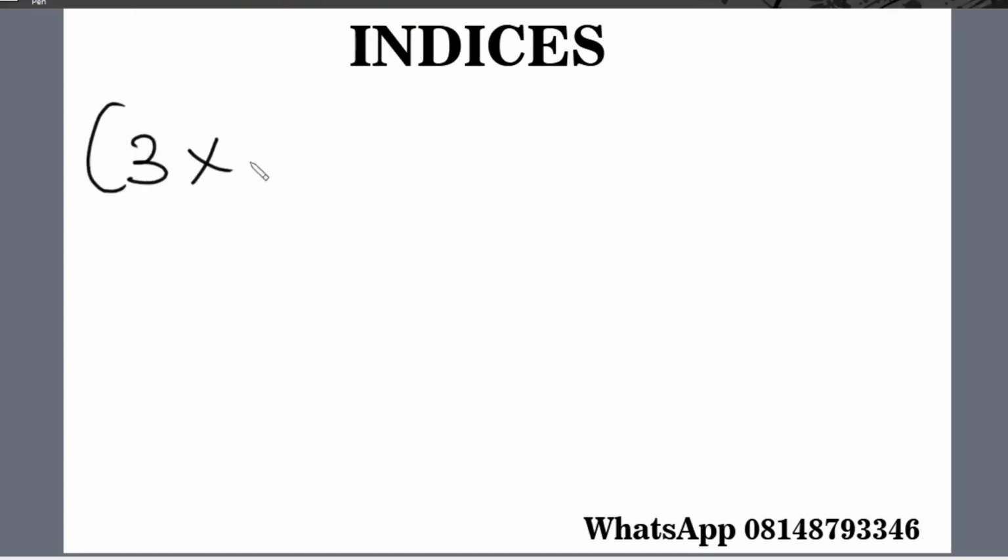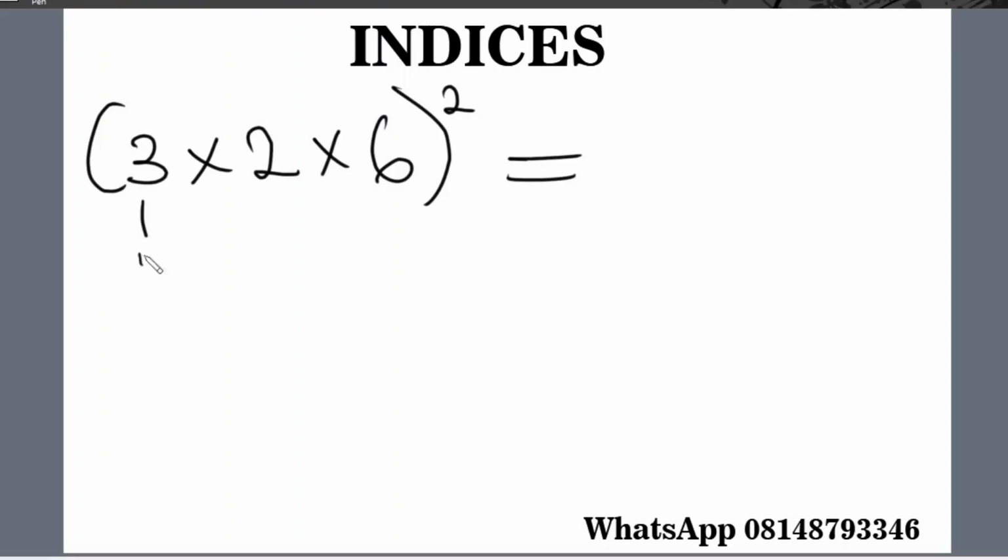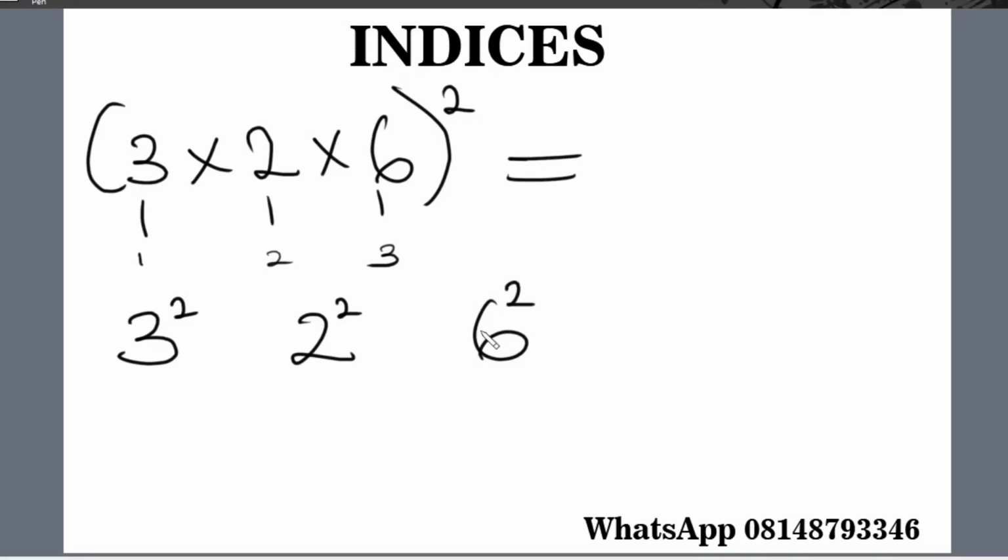If we have 3 multiplied by 2 multiplied by 6 all raised to the power 2, and we are asked to solve this, how do we go about it? First task, raise each base to the power. We have 3 as the first base, 2 as the second base, 6 as the third base. So now let's raise each base to the power. So we have 3 raised to the power 2, 2 raised to the power 2, and 6 raised to the power 2, and then multiply the results. So we add multiplication sign here.